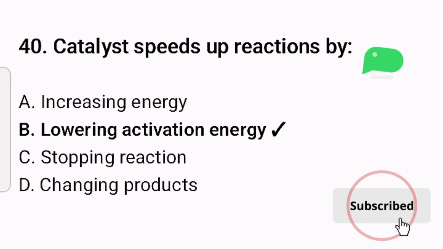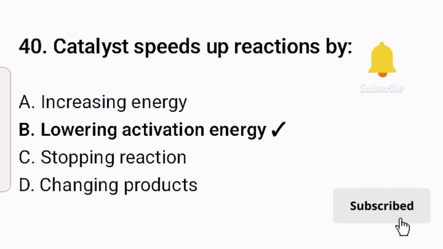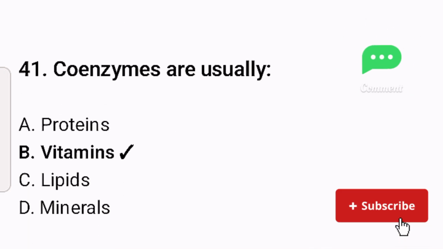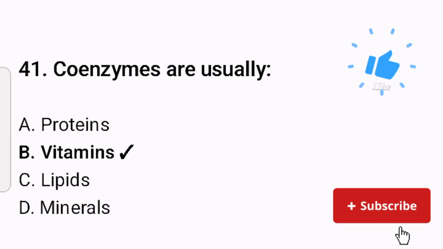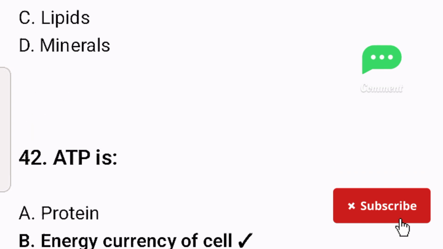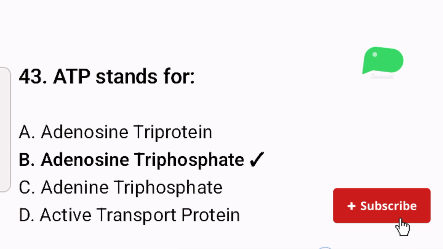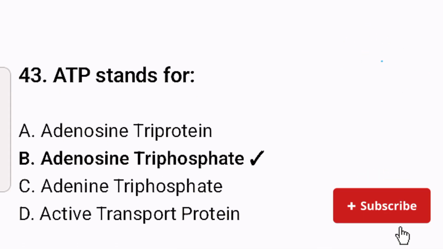Catalysts speed up reactions by option B, lowering activation energy. 41. Coenzymes are usually vitamins. Option B. ATP is energy currency of cell. ATP stands for adenosine triphosphate.